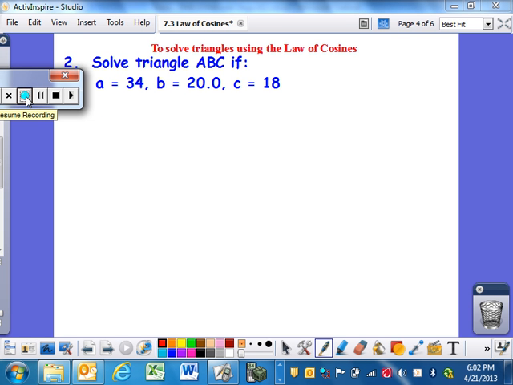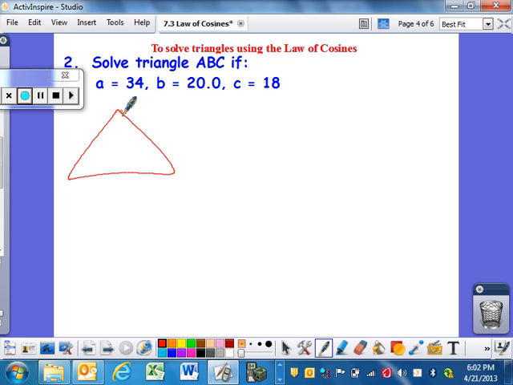Alright, this one, number 2, notice what I'm giving you. I give you all the sides. So we're going to have to use the formula, cosine theta equals, basically solving for the angle twice this time. So let's just put in what we know. I'm just going to throw in a regular triangle. I don't really care how I label it or what I do.